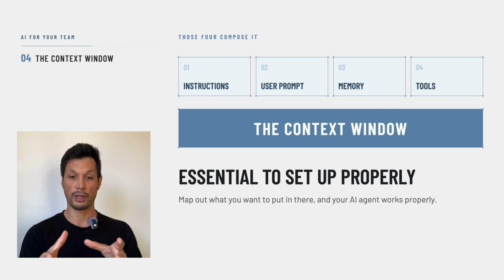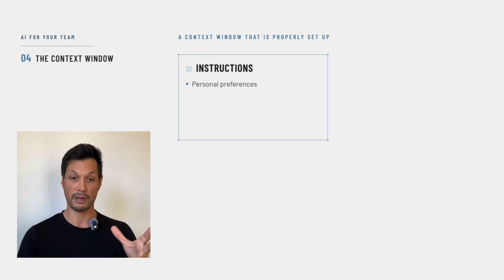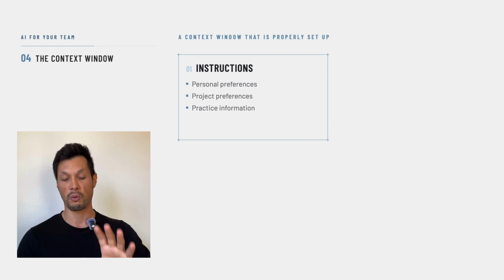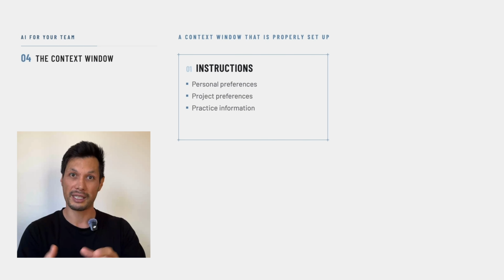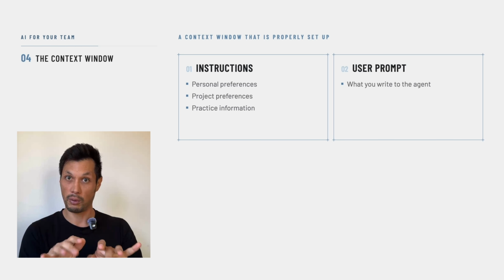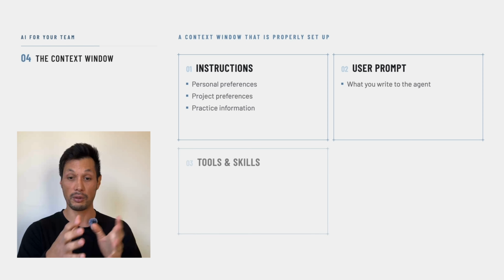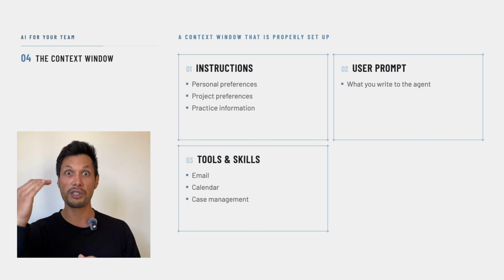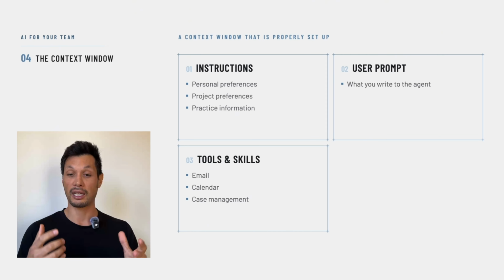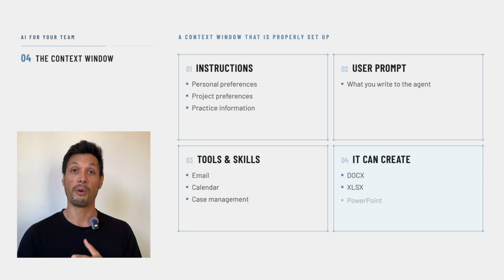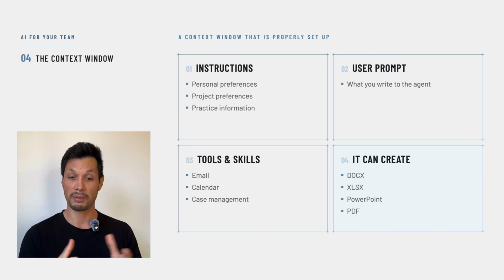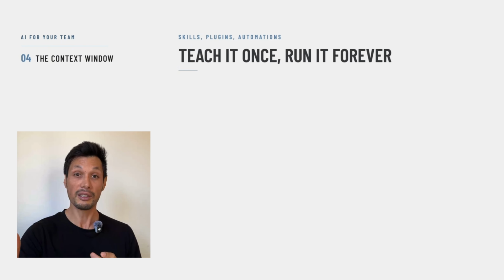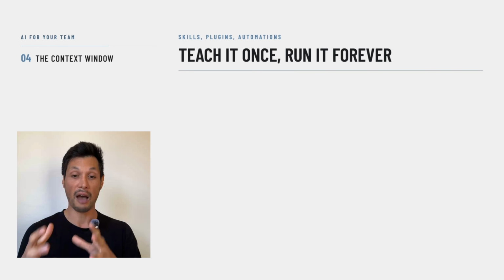This is how a context window would look if you properly set up everything. So you're going to have the instructions there, which contain your personal preferences, the project preferences, or your practice information, right? And your prompt, what you're writing to the AI agent. Then you have the tools and the skills. Skills are part of the tools as well. And you have your email connected, your calendar, your case management software. And also some of these AI agents are able to create docs, Excel, and PowerPoints for you. Every single agent is going to be able to create PDFs as well. And you have skills or plugins or automations, so you can automate these processes.